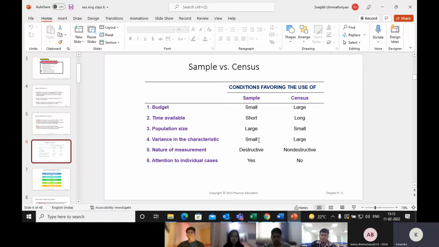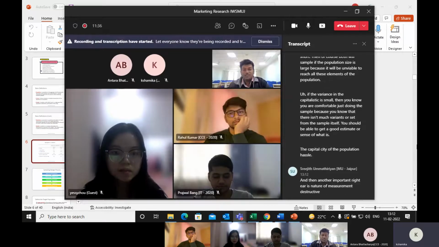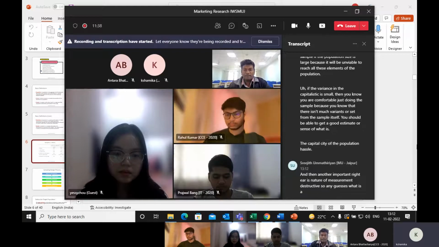And then another important criteria is nature of measurement, destructive. So any guesses what is a destructive sampling?